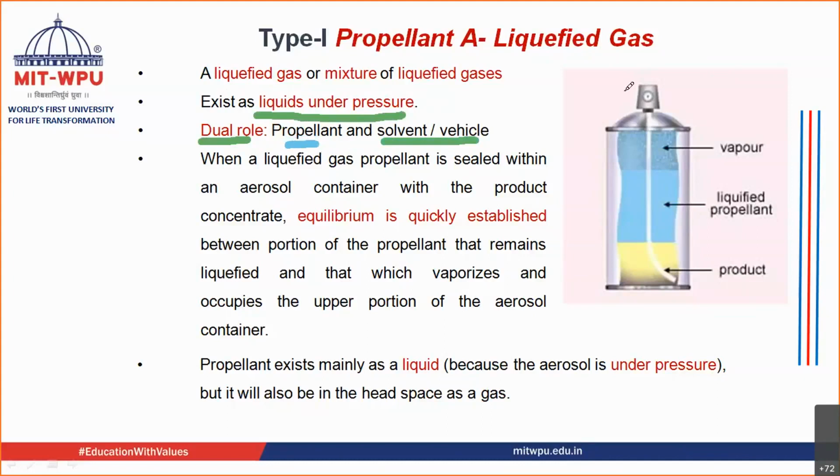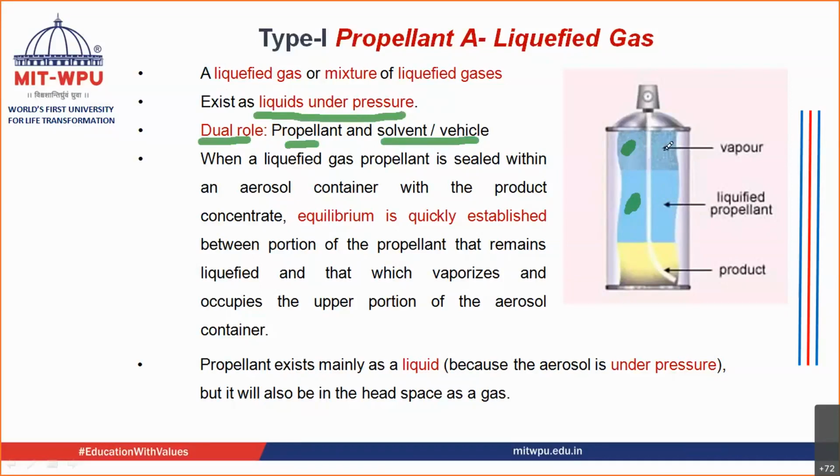Now when this liquefied gas propellant is put inside this container along with the product concentrate, an equilibrium is quickly established, whereby some of your propellant remains in the liquid form. So here this is the propellant remaining in the liquid form, whereas some of this propellant gets vaporized and remains in the vapor form, and it occupies the upper portion of your container.